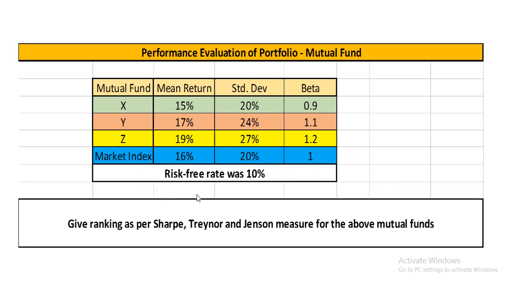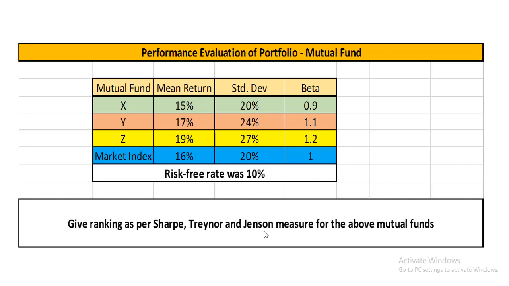There is a risk-free rate available in the market: even if we are not investing, even if you keep money in a government deposit, it gives you 10%, which is called the risk-free rate. So our 1 lakh rupees, where we should invest, we will identify with the help of Sharpe, Treynor and Jenson.